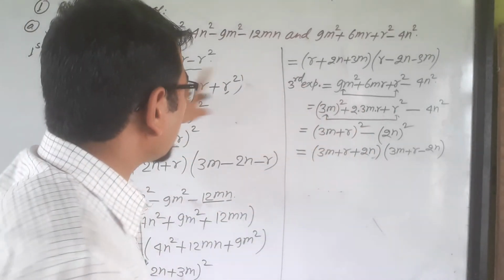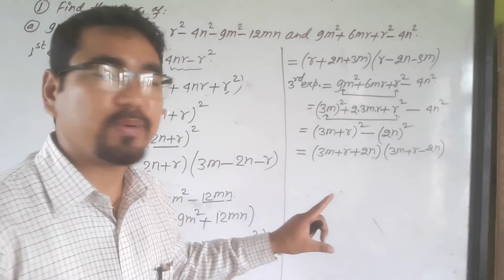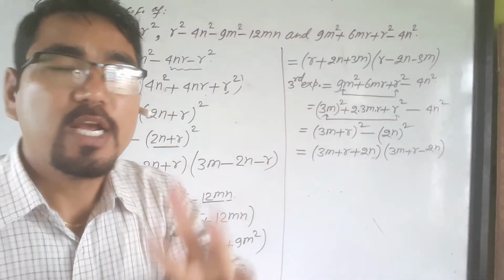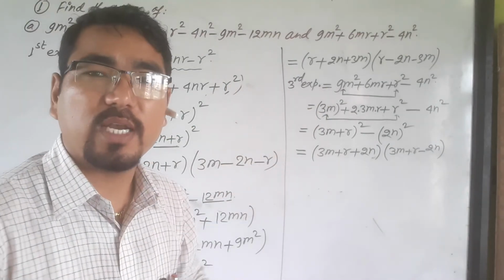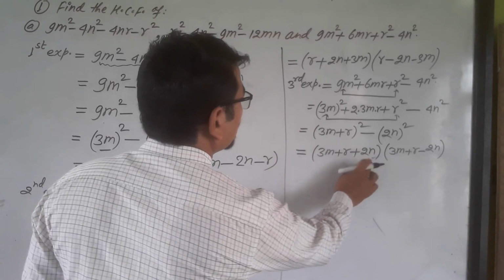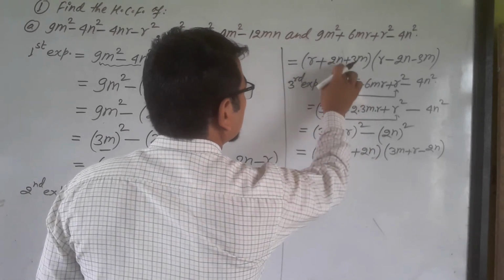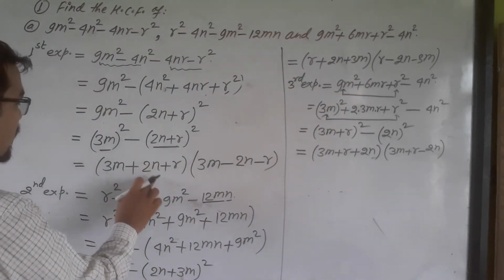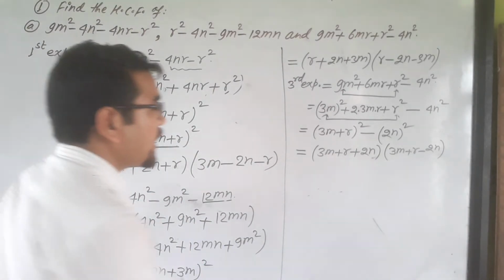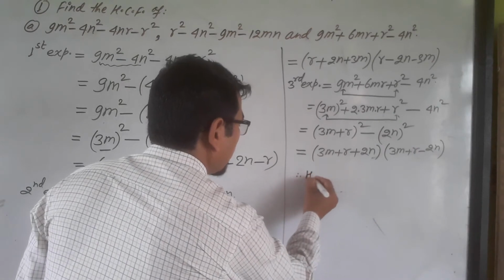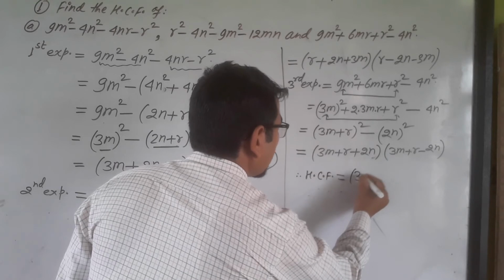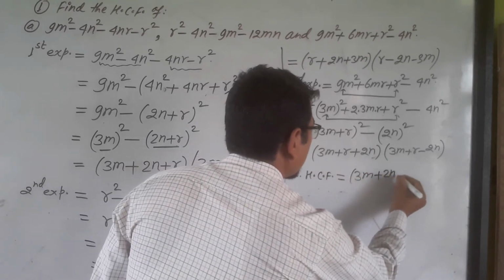So we have factorized all the expressions. Three expressions were given here: first expression, second expression, third expression. So out of these three expressions, what is common? Let's write them and see their common factors here. 3m plus r plus 2n, 3m plus r plus 2n, here also 3m plus r plus 2n. It is present in all the expressions. So therefore H.C.F is equal to 3m plus 2n plus r.